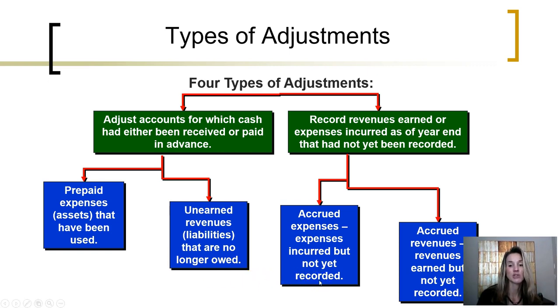The third is to look at accrued expenses. Accrued is really just a fancy financial term to mean accumulated. So we're going to be looking for accumulated expenses or accrued expenses that we haven't yet recorded. And finally, we will look for accrued revenues or revenues that we have earned, but those revenues have not yet been recorded.